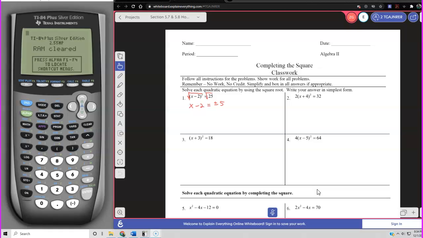You're always going to have two answers. You're either going to have a positive or a negative once you get the square root of 25. Then you add 2 to both sides. So you have positive negative 5 plus 2. So your first answer is 7, or negative 5 plus 2, which is going to be x equals negative 3.